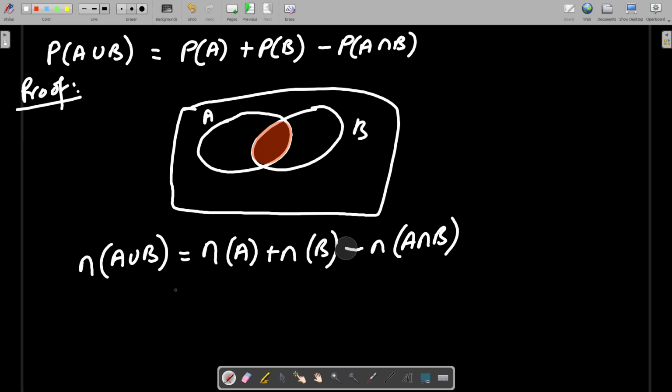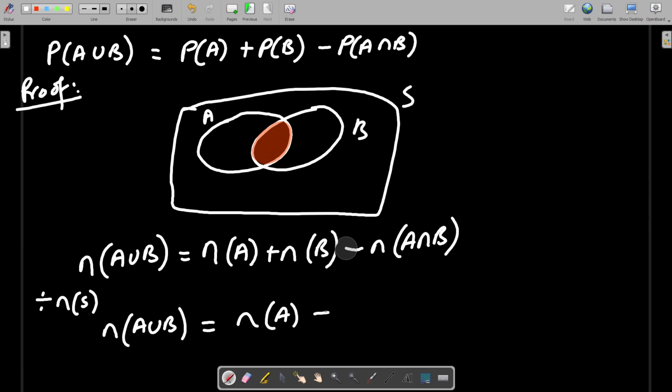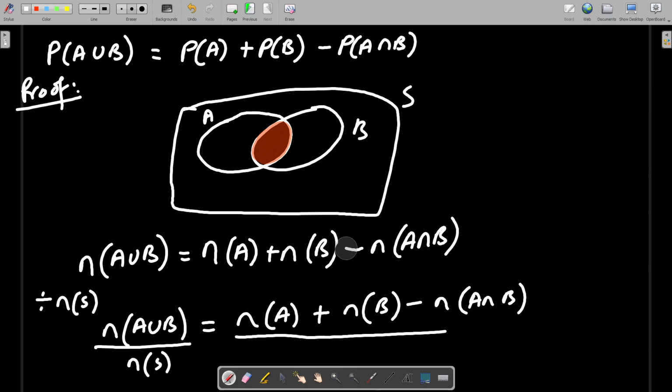Okay. So now this is the total set S. On all three sides I'll divide by the number of elements in S. So the number of elements in A union B is equal to the number of elements in A plus the number of elements in B minus the number of elements in A intersection B. I divided both sides by the number of elements in S. Clear?